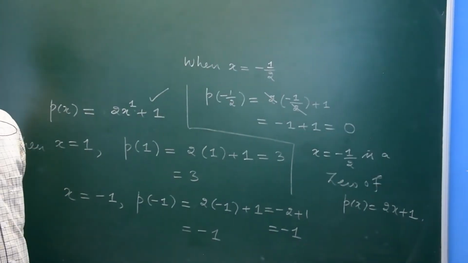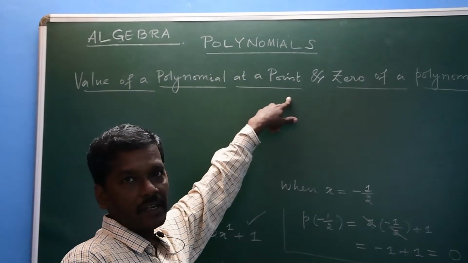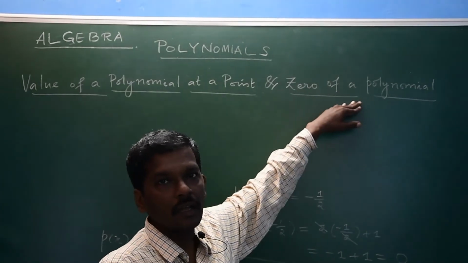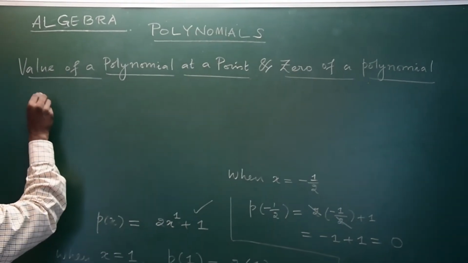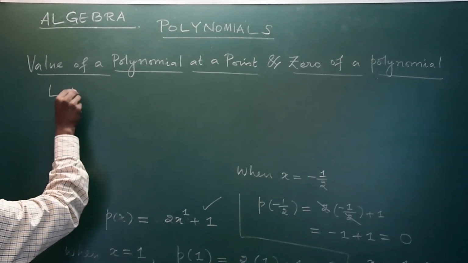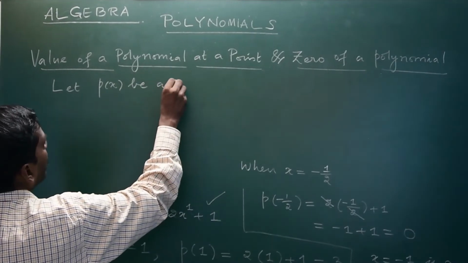Now we will define formally the value of a polynomial at a point and the zero of a polynomial. Now definitely, let p of x be a polynomial.